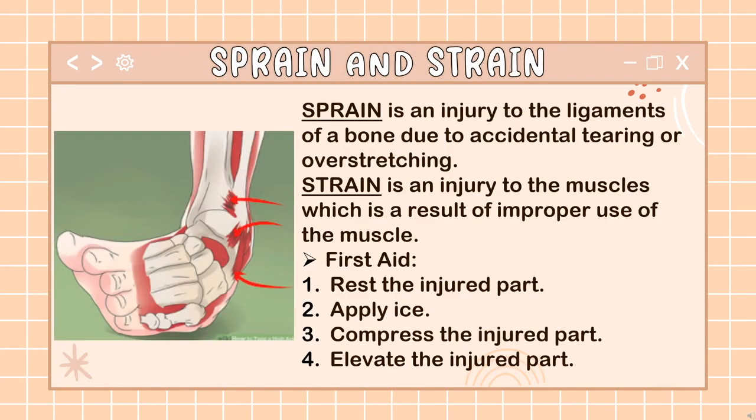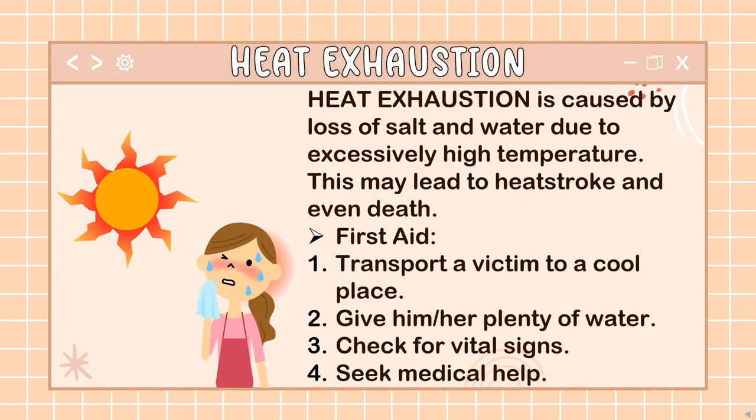Next is sprain and strain. Sprain is an injury to the ligaments of a bone due to accidental tearing or overstretching, while strain is an injury to the muscles which is a result of improper use of the muscle. The first aid for sprain and strain: first, rest the injured part, apply ice, compress the injured part, and elevate the injured part.